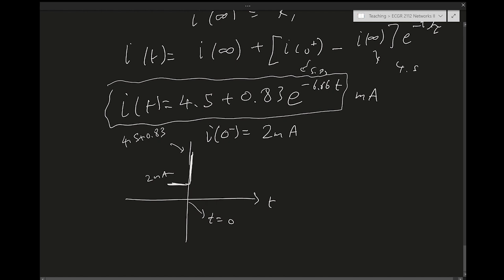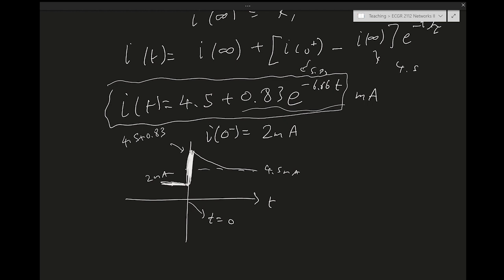And then at t equal infinity, it will go to 4.5 milliamps. So there is this jump initially in the current. The current suddenly jumps to this larger value, then it dwindles down to 4.5 milliamps. At t equal infinity, this term becomes 0. Okay. So there is this discontinuity evident in the response. And you would see that in any variable other than a capacitor voltage or an inductor current.